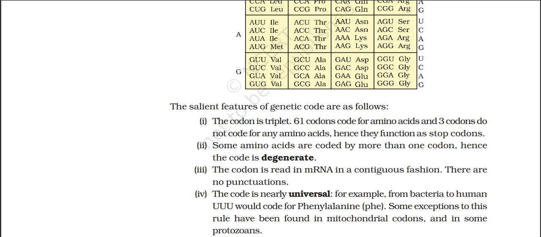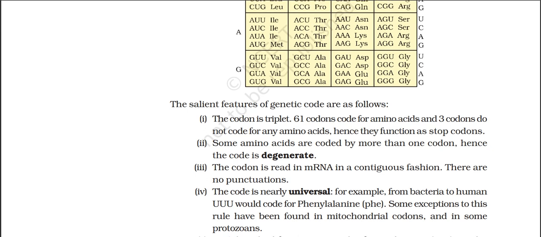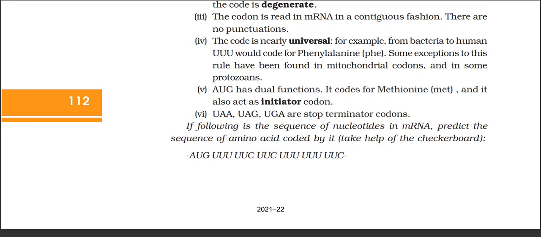3. The codon is read in mRNA in a contiguous fashion. There are no punctuations. 4. The code is nearly universal, for example, from bacteria to human, UUU would code for phenylalanine, Phe. Some exceptions to this rule have been found in mitochondrial codons and in some protozoans. 5. AUG has dual functions. It codes for methionine, Met, and it also acts as initiator codon. 6. UAA, UAG, UGA are stop terminator codons.